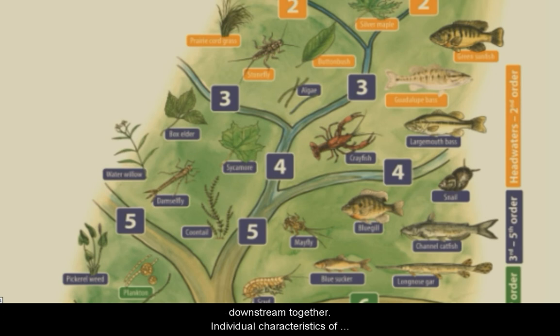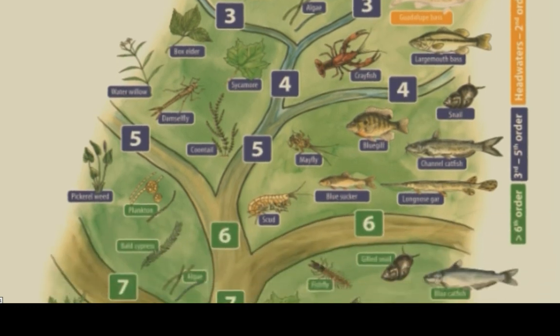When two streams come together, the waters mix and flow downstream together. The individual characteristics of the streams and the nutrients from each watershed combine and form a still larger stream.